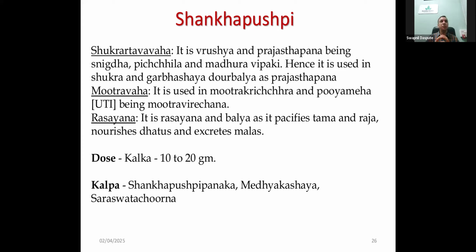Mutra Srotas, it is used in Mutra Krucha. We know difficulty in passing urine is Mutra Krucha. And Puyameha. Okay, Puyameha is again one type of Prameha mentioned in the classical textbooks, which can be correlated to UTI, which is urinary tract infection. Because Shankapushpi has Mutra Virechana action, hence it will be very useful in Mutra Krucha and in Puyameha.